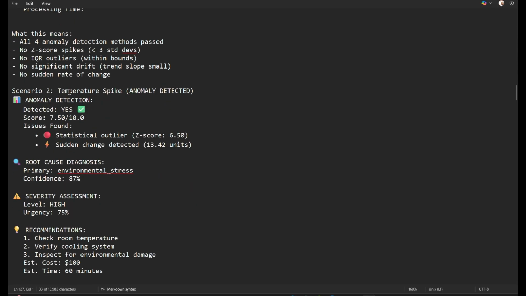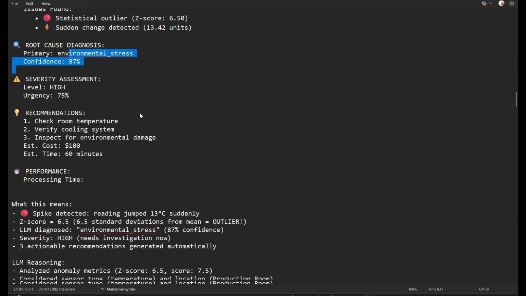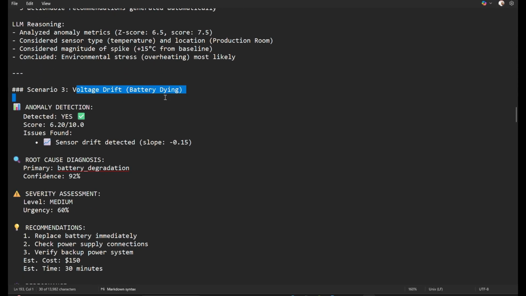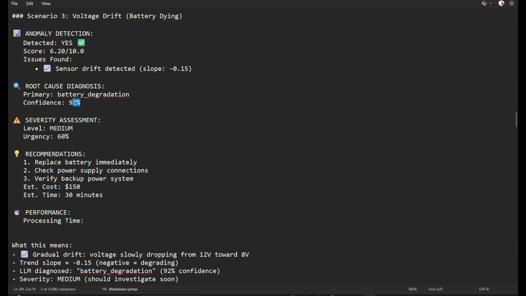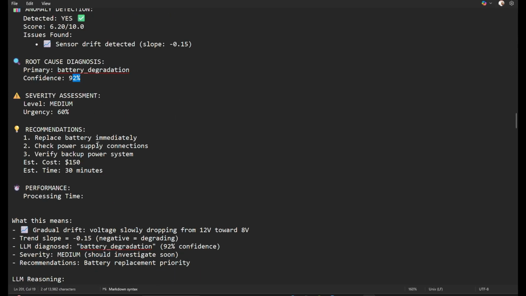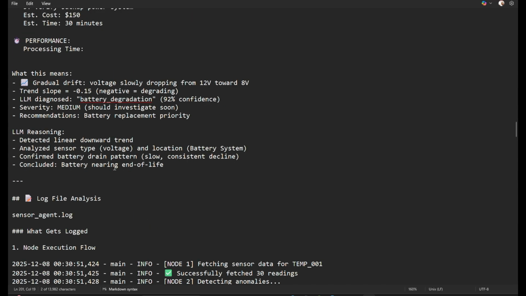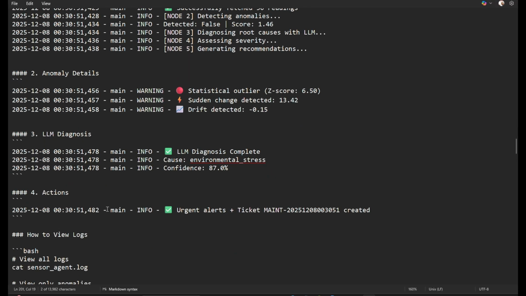Scenario two is where an anomaly is detected. Yes, it is 7.50 out of 10, found statistical outlier and sudden change. The root cause is environmental stress, something like that. Then scenario three, voltage drift, battery draining. Yes, 6.20, and it gives a slope value of minus 0.15. Confidence score is 92, so it is less than 100. The recommendation is to replace the battery immediately and check the power supplies, with cost estimation and time estimation. Finally, the log file looks like this, with anomaly details, LLM diagnostics, and actions taken.